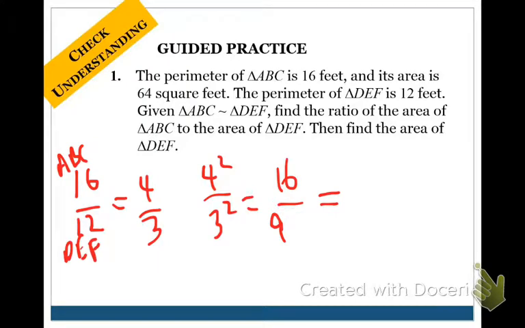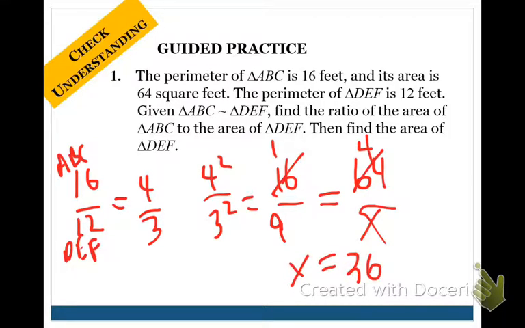So what's my ratio look like? 16 over 9 equals what? 64 over X. Yeah, 64 over X. Cross multiply. Well, let's reduce first. The 16 goes into 64 4 times. So that's 1, that's 4. Now we can cross multiply. X equals 36, and that would be feet squared, right? 36 feet squared. Any questions?